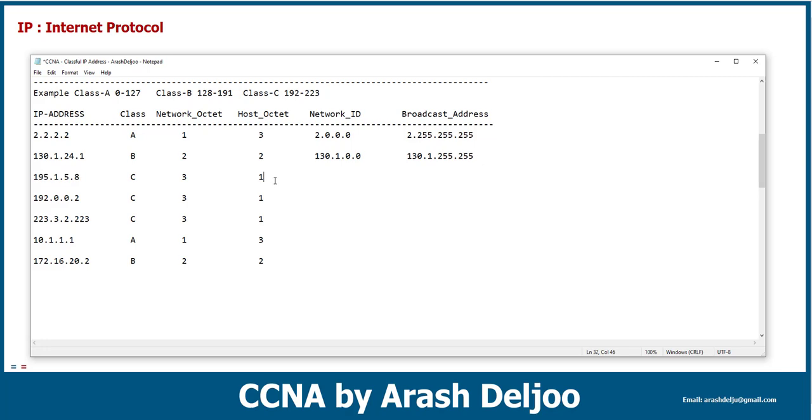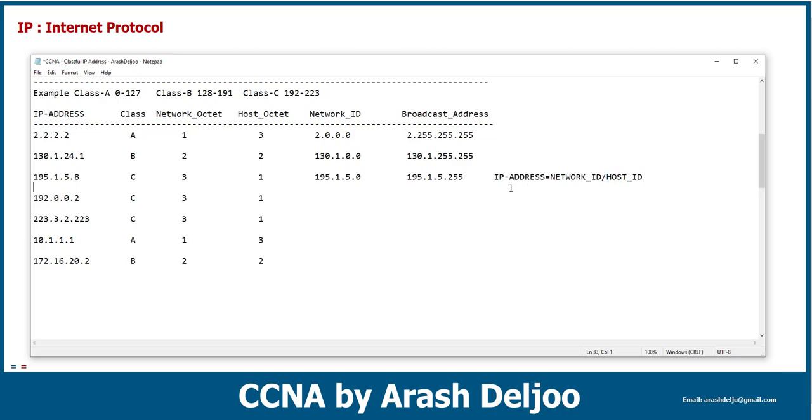Then 195.158, this is a class C IP address and the host bits are the last octet. Because of that, we can say 195.1.5.0 is the network ID or network address. And after that, the broadcast address is, for example, 195.15.255. Look at here. In one IP address we have 2 parts: network ID or network address, and then, for example, host ID. When you are using the host ID of 0, you will have the network address, and when you are using the host address as 1, you have the broadcast address.